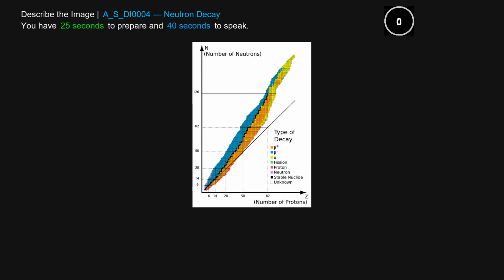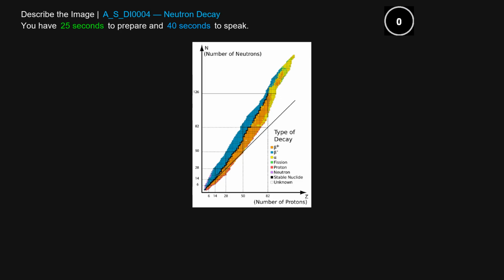The image provided is a line chart that gives information about the neutrons. It is evident that the x-axis talks about the number of protons and the y-axis talks about the number of neutrons. It is evident that beta plus and beta minus are about the 6 and the 14.